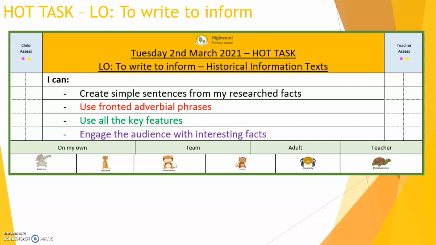Our success criteria are to create simple sentences from my research facts, to use fronted adverbial phrases, to use all the key features, and to engage the audience with interesting facts. That's exactly what we did yesterday, and hopefully if you took part in yesterday's lesson, you've already got your first paragraph done using the success criteria. Today we're going to carry on using exactly the same success criteria. Obviously there are 5 sections that you've researched. We've done 1 already, so you need to do 2 today, and then you need to do 2 on Thursday.